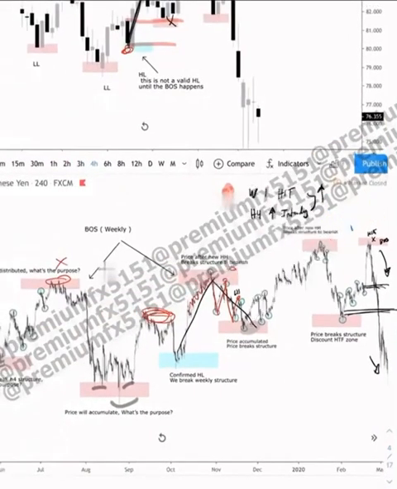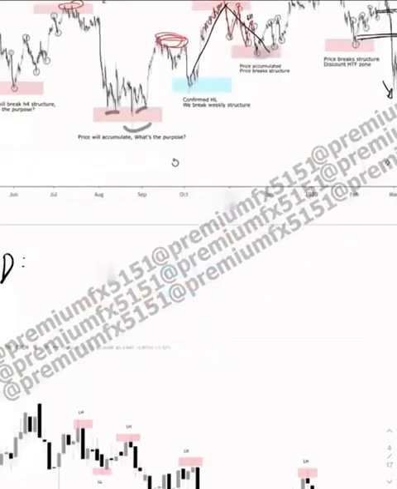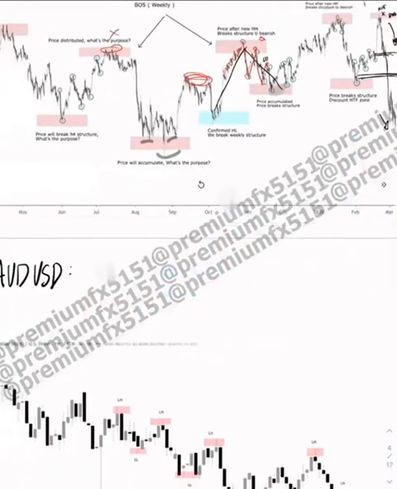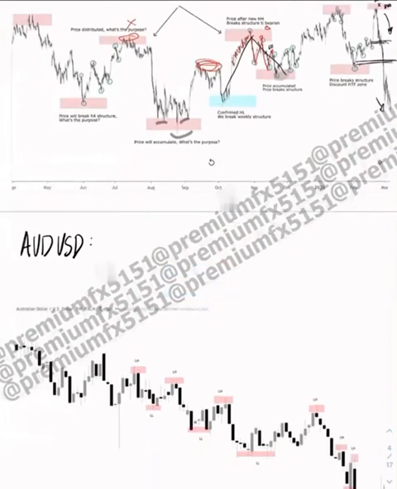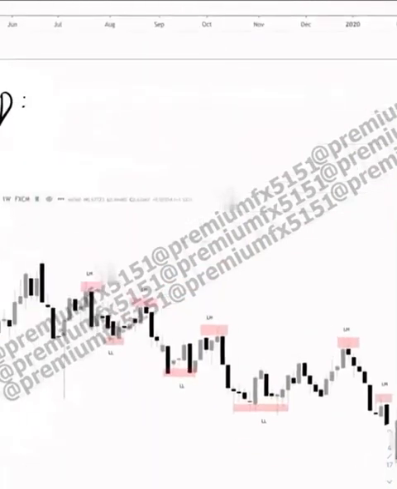Let's erase this one. Perfect. Now we're going to go to AUD USD on a weekly time frame. We can see how overall the market was creating a lower high, creating a new lower low, lower high, creating a new lower low, lower high, creating a new lower low. Again, an example of the complex pullback.